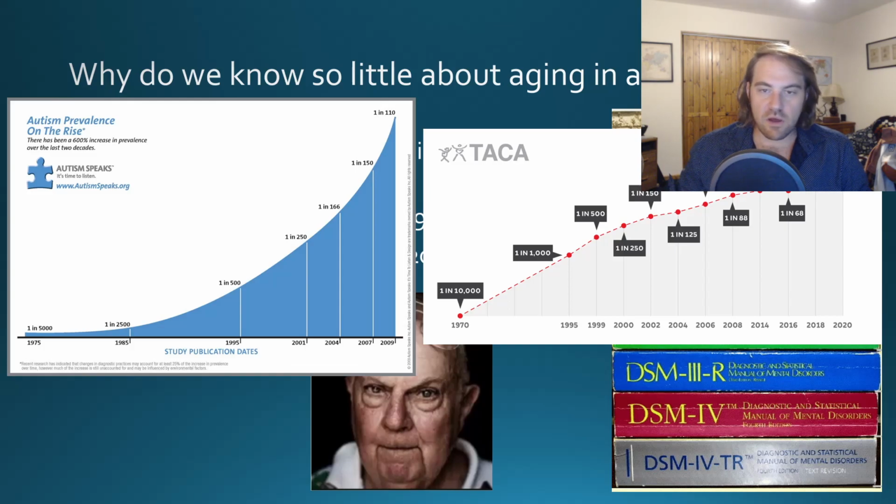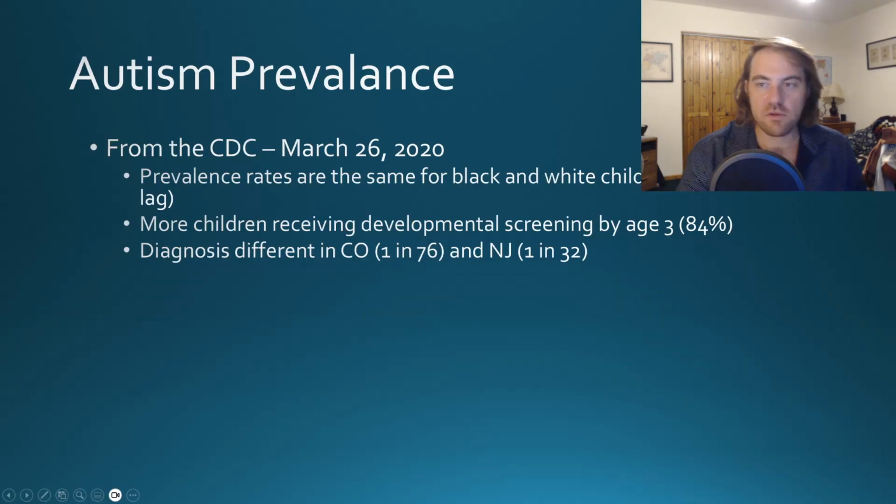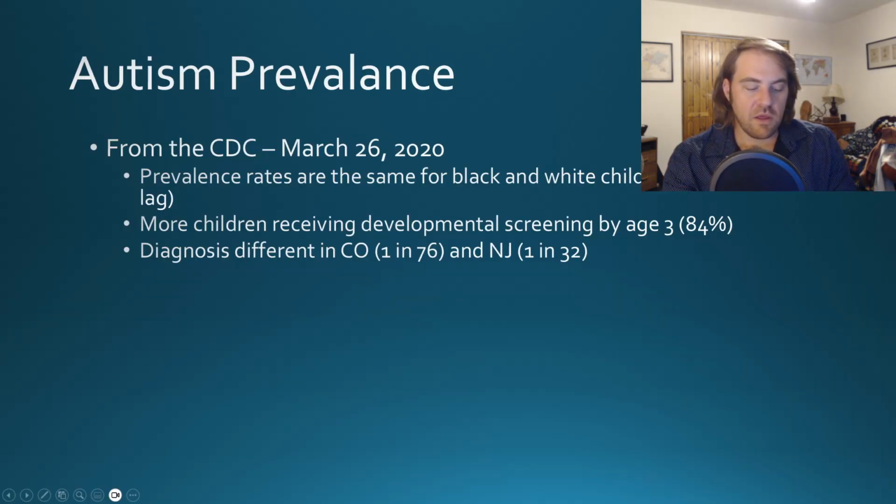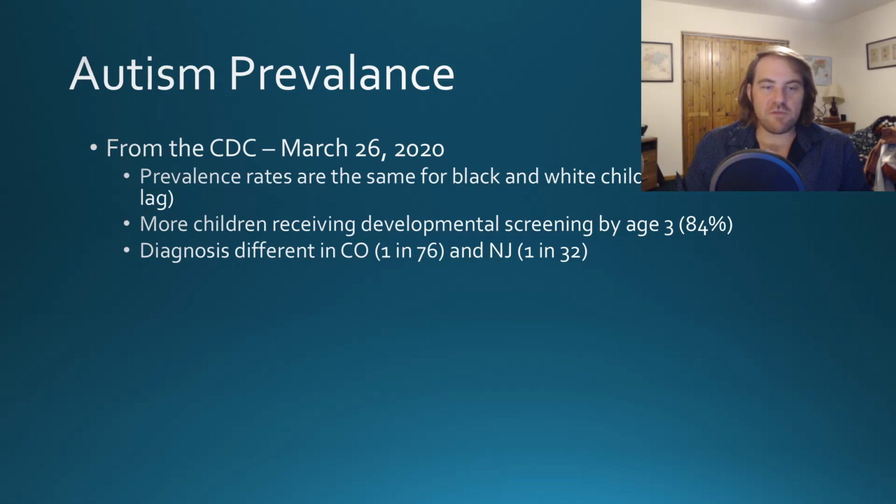What could be the cause? There are a few different possibilities. We're going to talk about it in a second. Let's talk about prevalence first. This is from the CDC, their most recent publication on autism, which was March 26, 2020. I know it's a little bit out of date, but not by much.